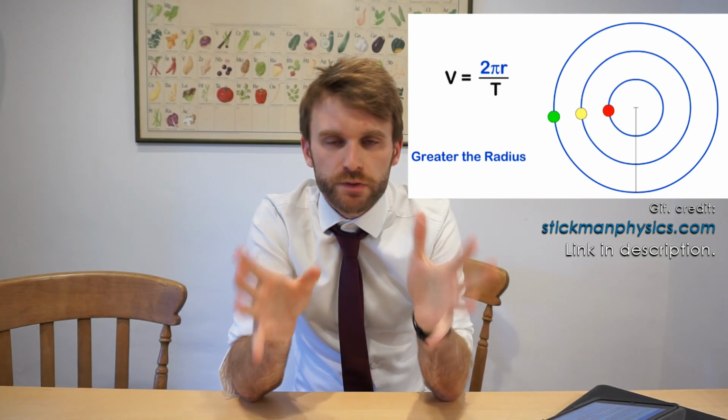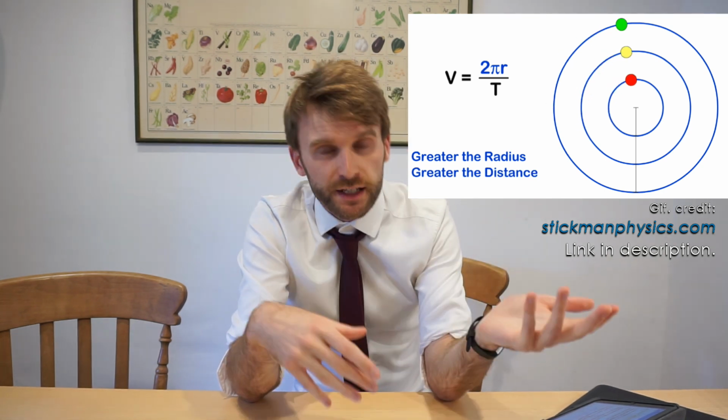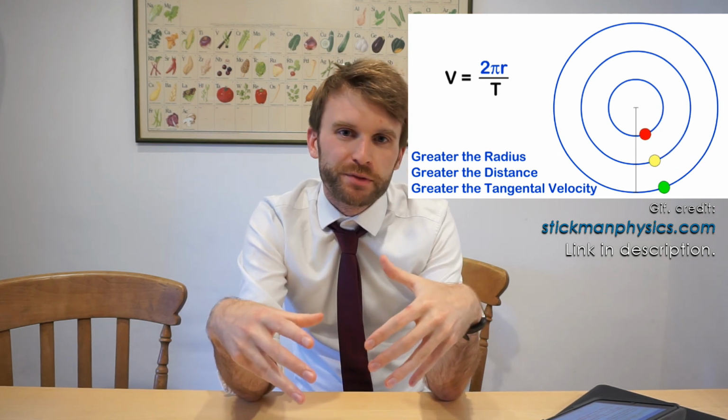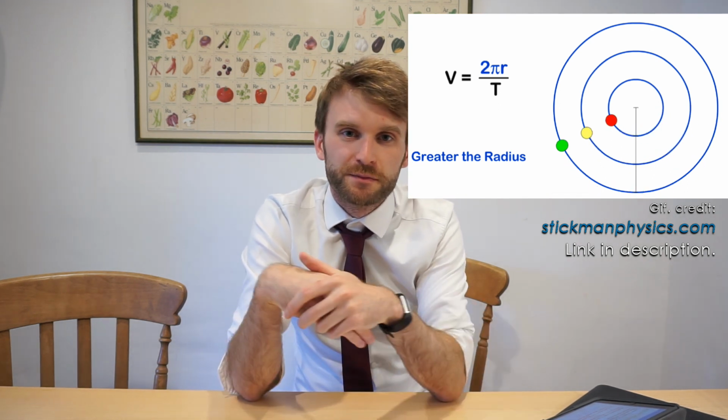If v is 2 pi r over t, then if I keep the time period the same and the radius increases, it means that the speed must go up. So for any object that's moving in a circle, like the second hand of a clock, maybe like a CD, different parts of that object are moving at different speeds.